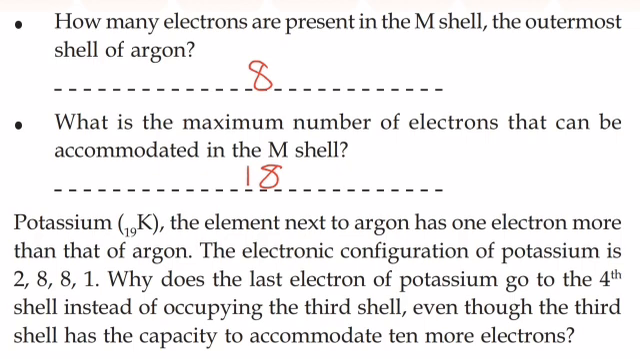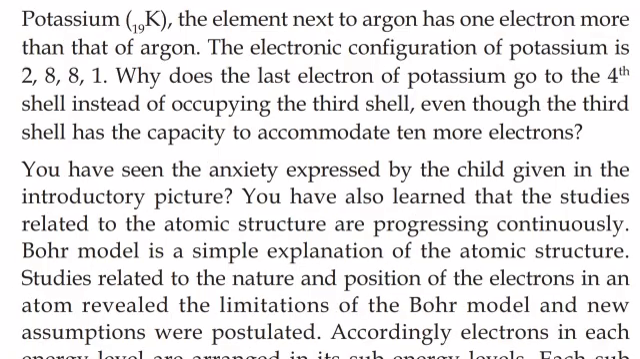Potassium, atomic number 19. The element next to argon has one electron more than that of argon. The electronic configuration of potassium is 2, 8, 8, 1. Why does the last electron of potassium go to the fourth shell instead of occupying the third shell, even though the third shell has the capacity to accommodate 10 more electrons?